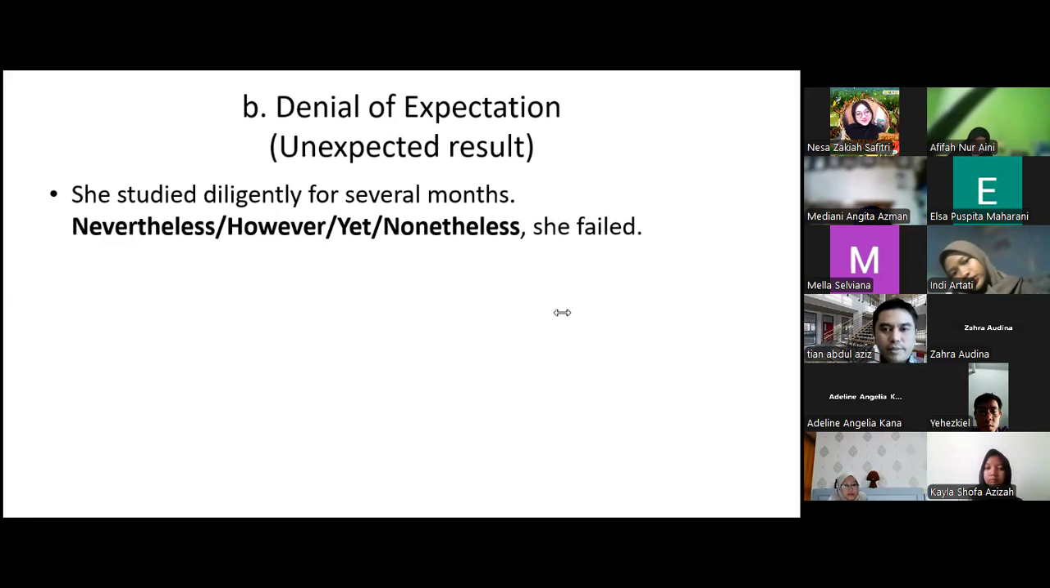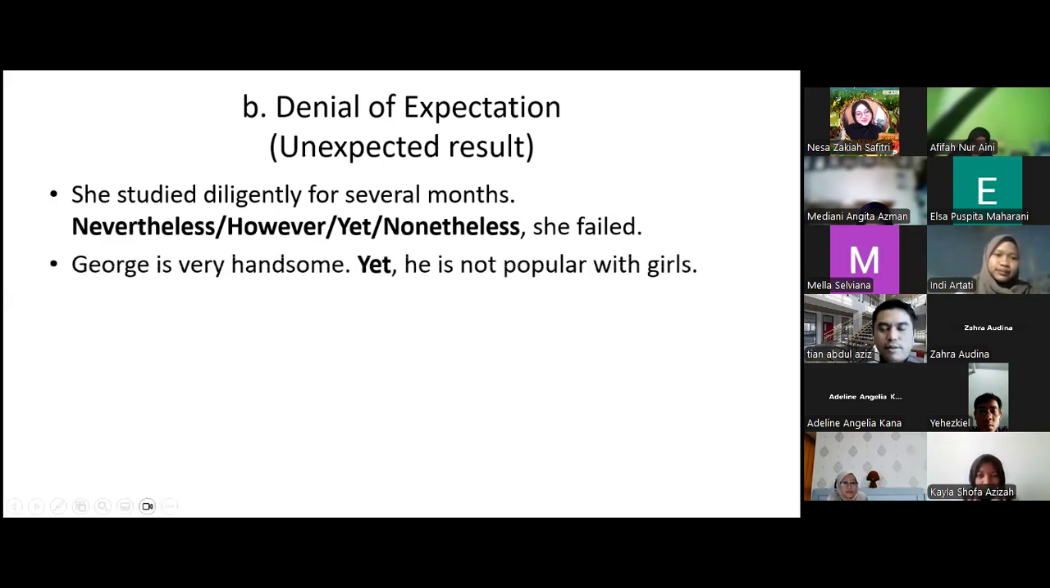Okay, next. George is very handsome, yet he is not popular with girls. Another example about an unexpected result. Normally, if a person is very handsome, generally speaking, he is popular with girls, but in this case, we have an unexpected result.